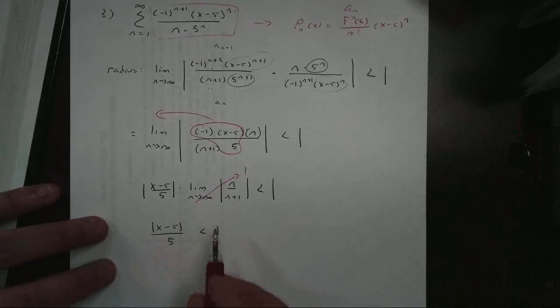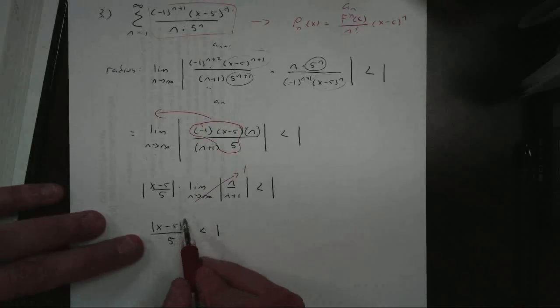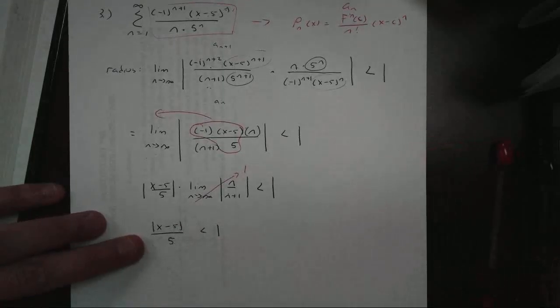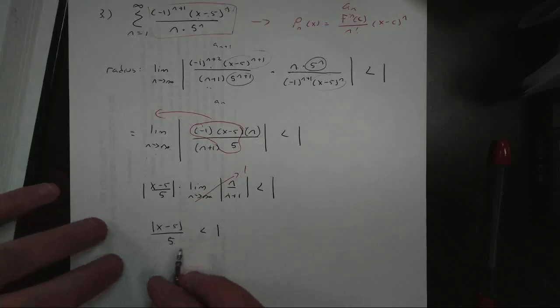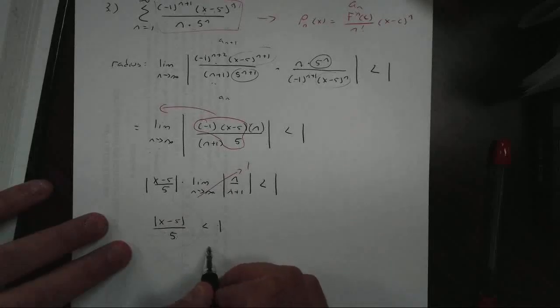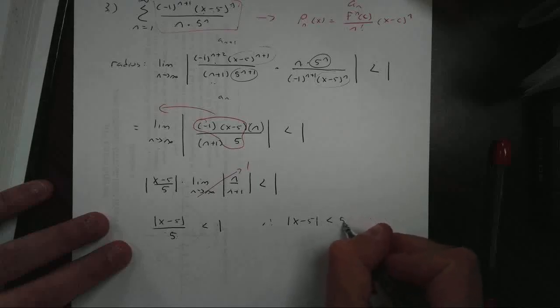Now, you've got to be careful. We're centered around 5 this time. We have this 5 on the bottom here this time, which we didn't see in part 1 or 2. Excuse me. Man, I'm allergic to really challenging problems. So what we're going to do is multiply both sides by 5. Therefore, we get the absolute value of x minus 5 is less than 5.